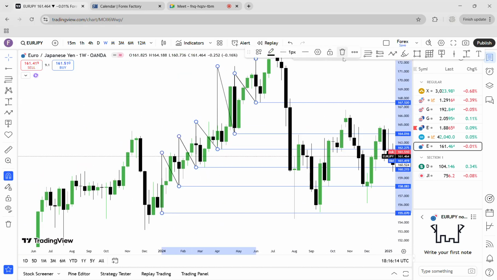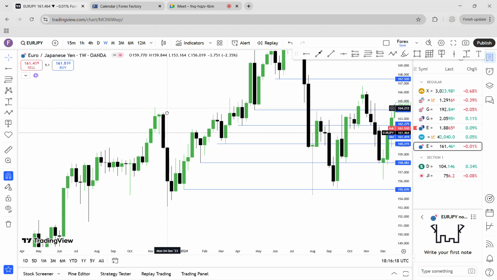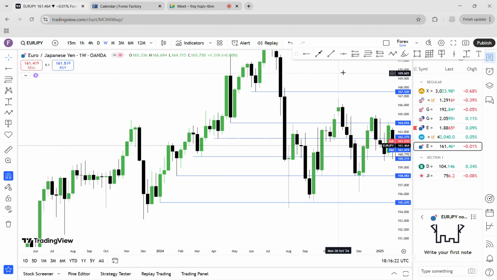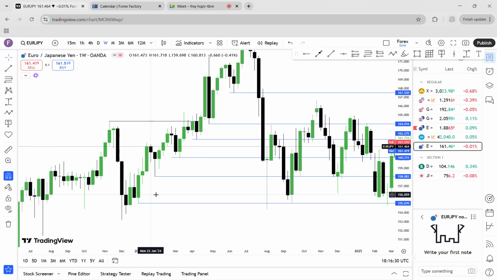From this area, what are they? Swing lows. Even if it's internal, from here to here before we broke this high. So they are internal.